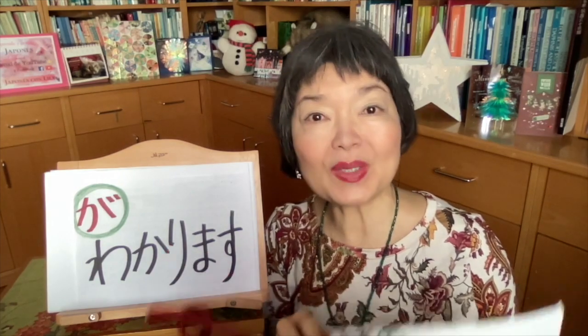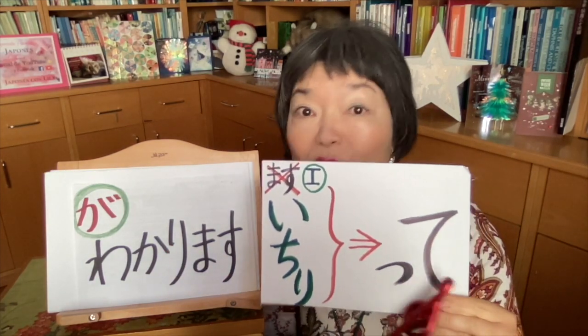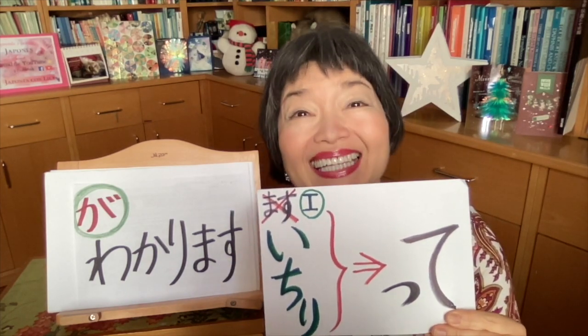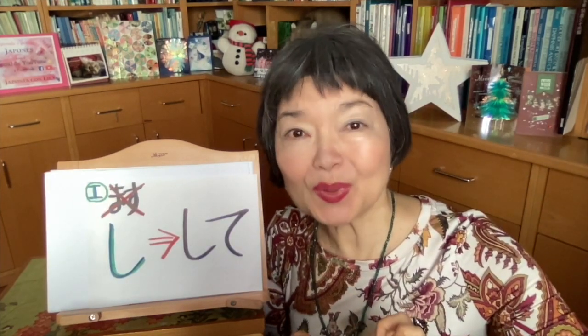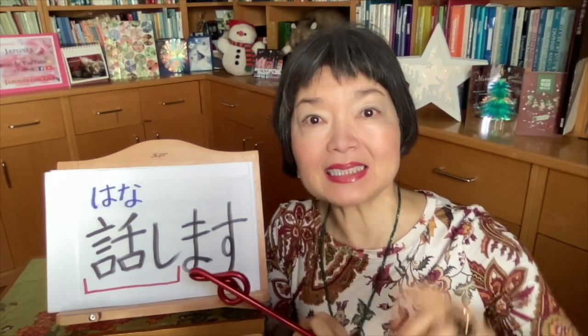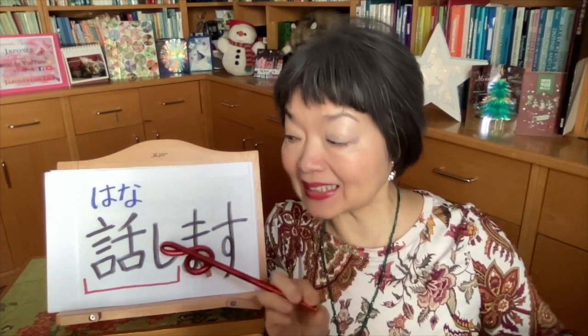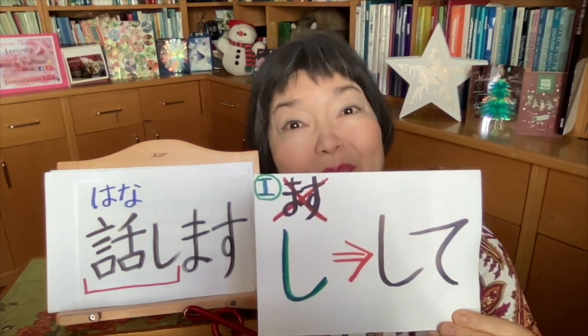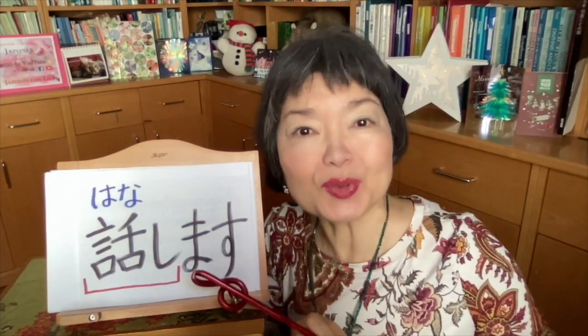Wakarimasu, to understand. There's a ri sound and ri changes to small tsu and te. So the te form is wakatte, understand. The fifth and last rule is when there's shi just before the mas, then this shi changes to shite. Hanashimasu, this is Group 1 with this shi. So this shi changes to shite. Hanashite, to speak. So hanashimasu is the verb to speak.